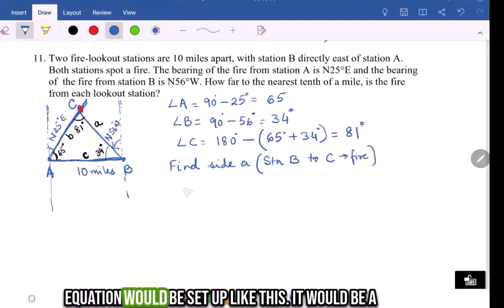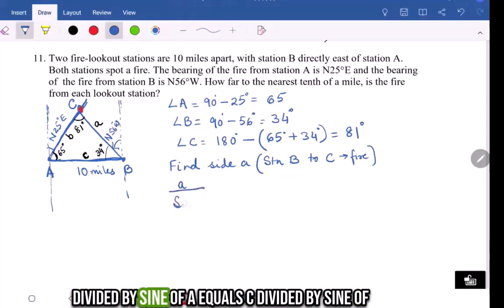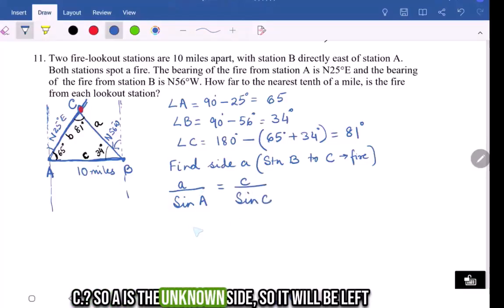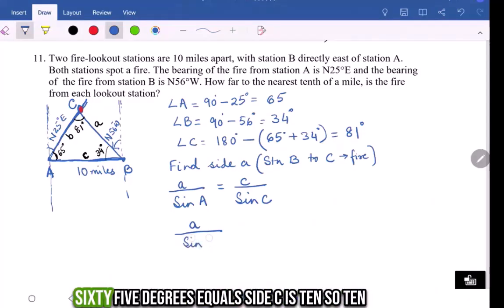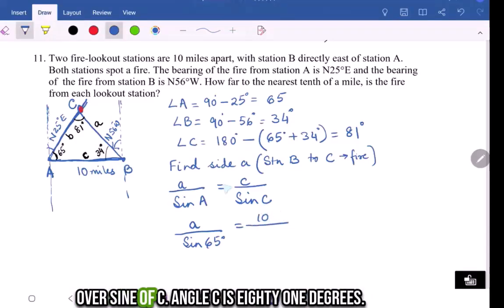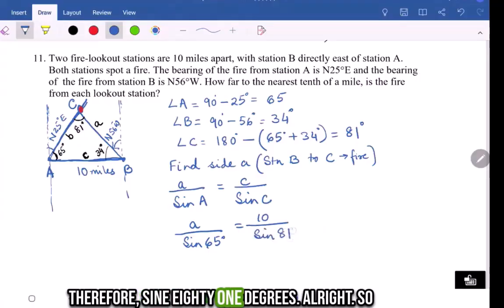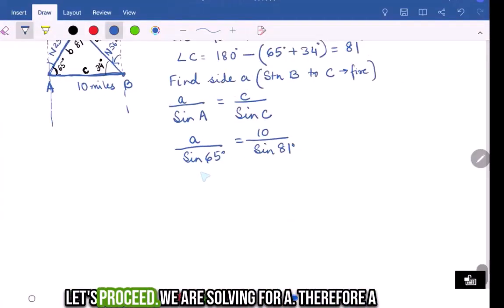The equation would be set up like this. It would be A divided by sine of A equals C divided by sine of C. So A is the unknown side, so it will be left as A. Angle A is 65 degrees, so sine 65 degrees equals side C is 10, so 10 over sine of C. Angle C is 81 degrees, therefore sine 81 degrees. All right, so let's proceed.